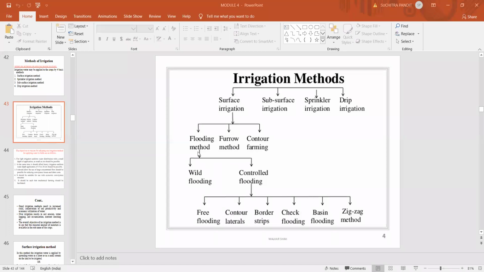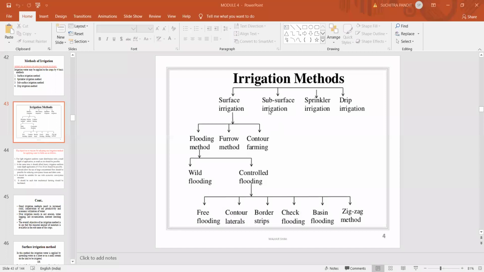Again, the flooding method is divided into two types: one is wild flooding, and the second is controlled flooding. In controlled flooding, you have six types: free flooding, contour laterals, border strip method of irrigation, check flooding, basin flooding, and the zigzag method. So this is the flow chart which explains the irrigation methods.